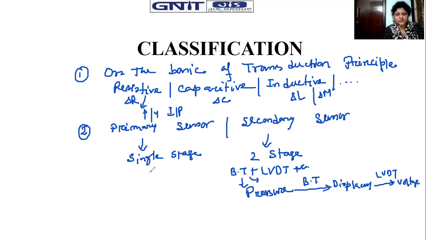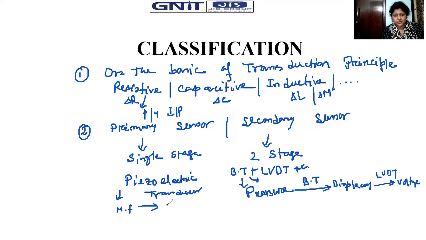While in case of primary sensor, we can put here the example as piezoelectric sensor, piezoelectric transducer. So when there is a mechanical force or vibration, that will be converted directly into electrical voltage. So that is the example of primary sensor.